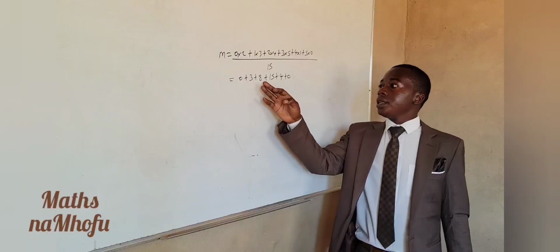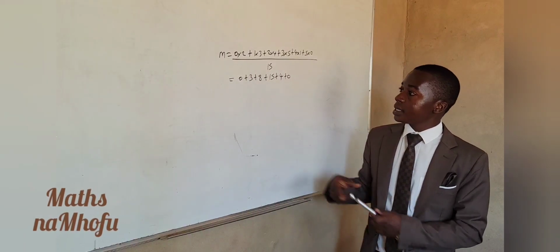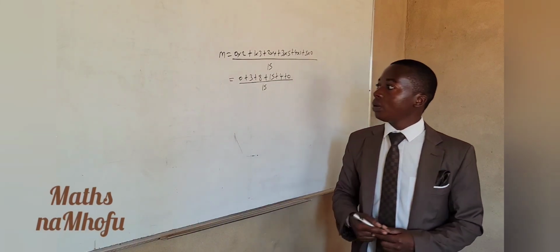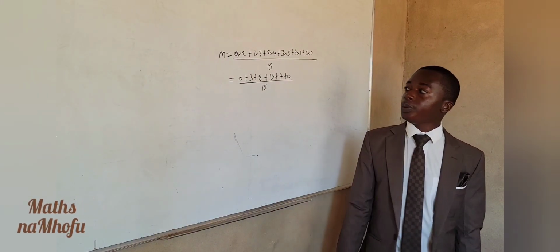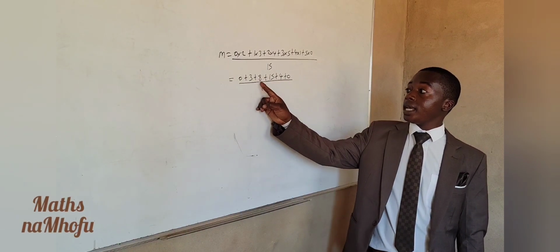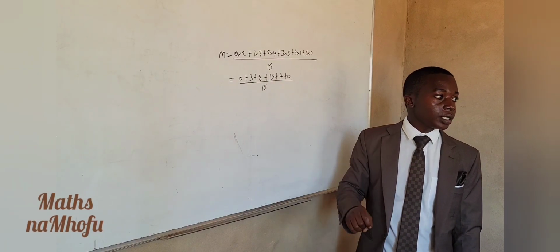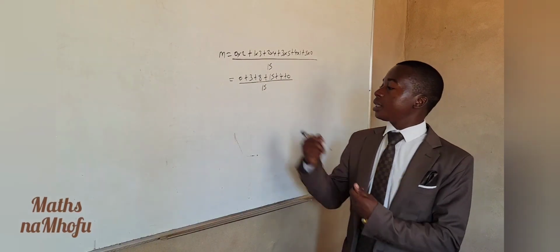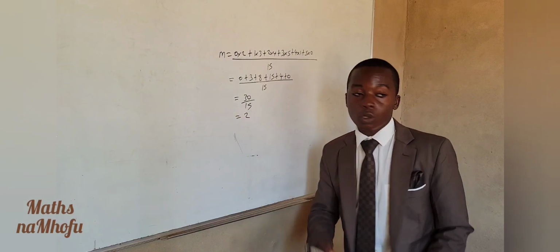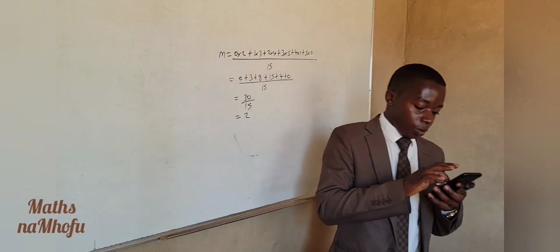Now let's add 0 plus 3 plus 8 plus 15 plus 4 plus 0, everything over 15. What is our answer here? It should be 30, because 3 plus 8 is 11, 11 plus 15 is 26, plus 4 is 30, and 30 plus 0. So 30 over 15. It means our mean is what? 30 divided by 15 is 2. As simple as that.